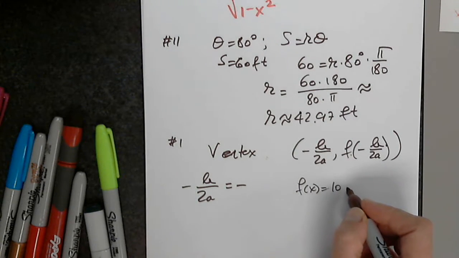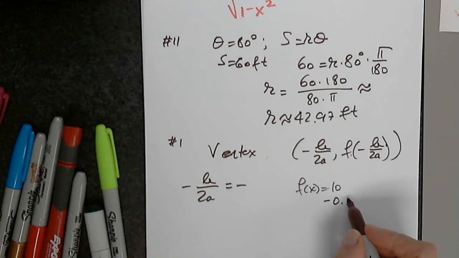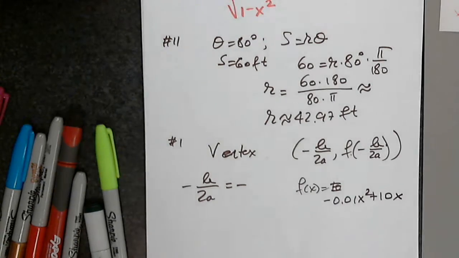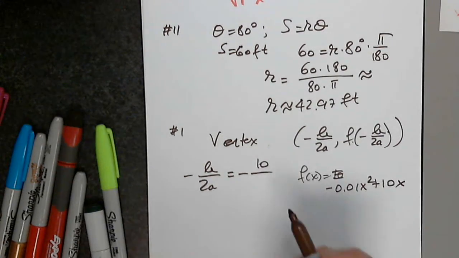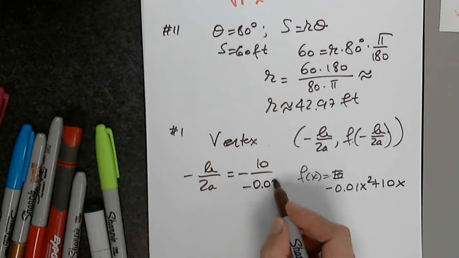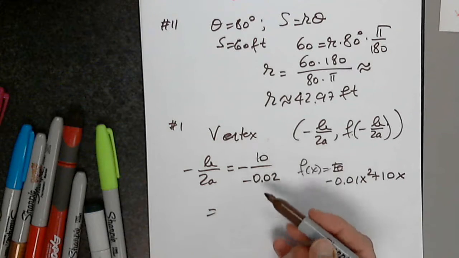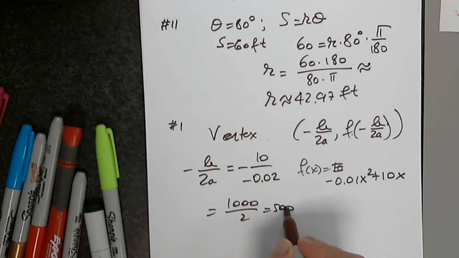So negative 0.01 x squared. Negative 0.01 x squared plus 10. Good. So b is 10, and 2 times a is negative 0.02. Multiply both sides, top and bottom by 100. You have 1,000 divided by 2 equals 500 feet.